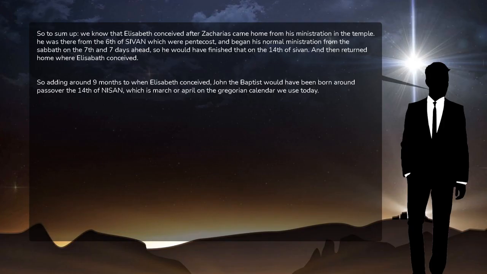So to sum up, we know that Elizabeth conceived after Zacharias came home from his ministration in the temple. He was there from the 6th of Sivan, which was Pentecost, and began his normal ministration from the Sabbath on the 7th and 7 days ahead, so he would have finished that on the 14th of Sivan. And then returned home where Elizabeth conceived. So adding around 9 months to when Elizabeth conceived, John the Baptist would have been born around Passover the 14th of Nisan, which is March or April on the Gregorian calendar we use today.